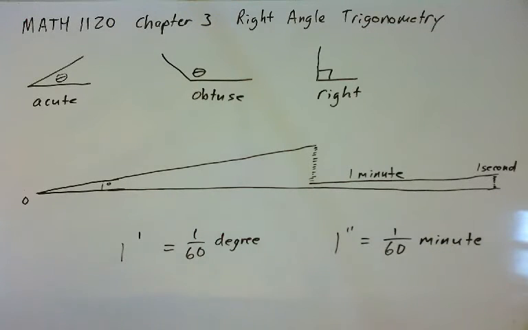Okay, and so these are our smaller units of angle measure. This is how we break down angle measures into smaller units.